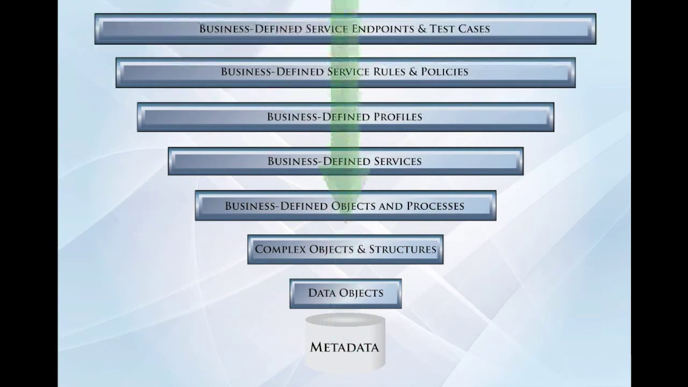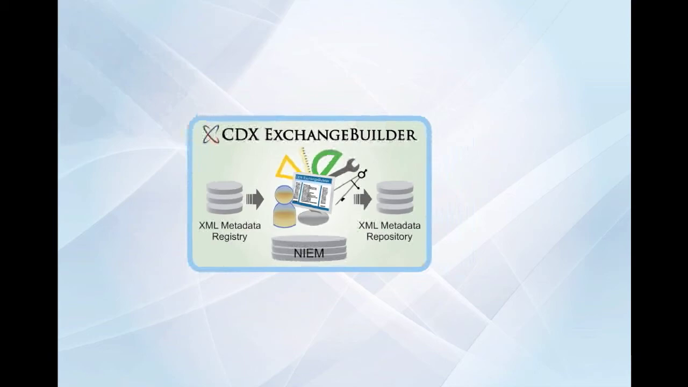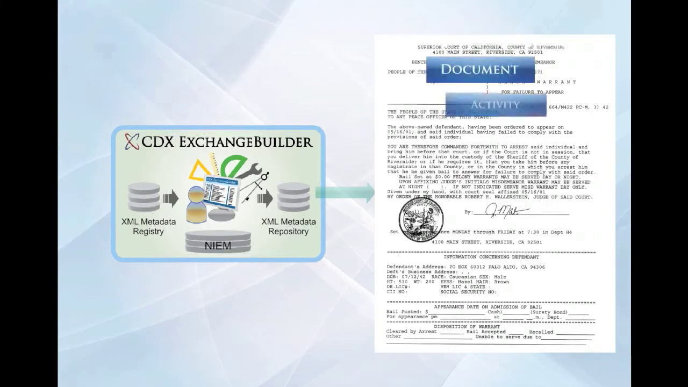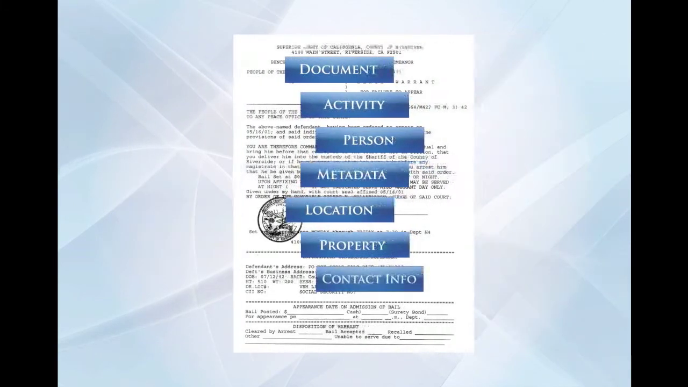Let's look at an example of defining a warrant document for Exchange. In principle, the business needs will define what data objects are required for the exchange, the components that define the warrant object. In ExchangeBuilder, this is done at the logical level using canonical metadata.